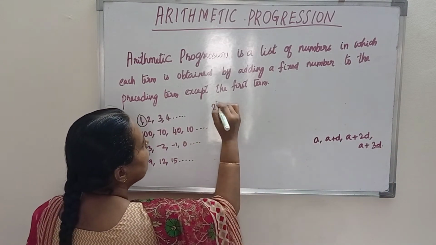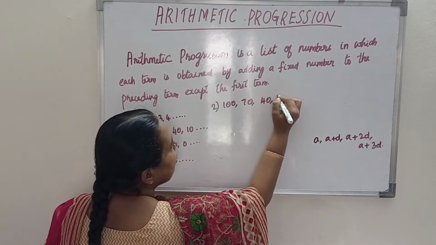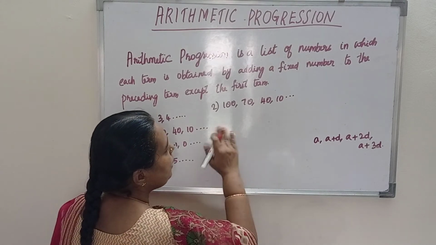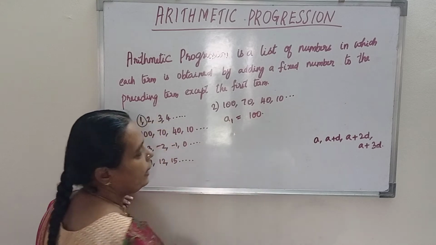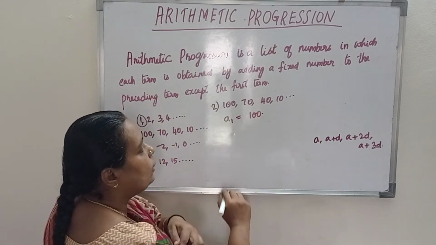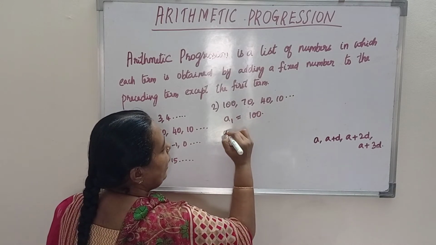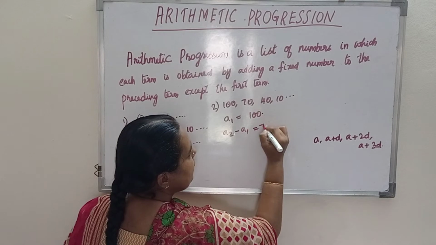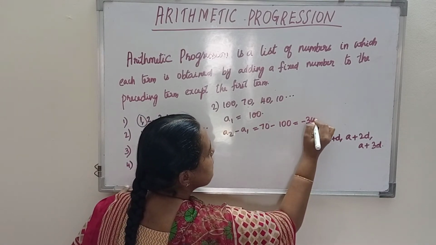Next example: 100, 70, 40, 10 and so on. What is the first number here? The first number, A1, is the first term, that is 100. How to find out the common difference? Second term minus first term, so A2 minus A1. What is A2? 70. 70 minus 100 is equal to minus 30.